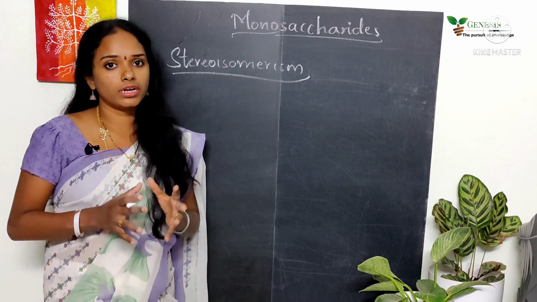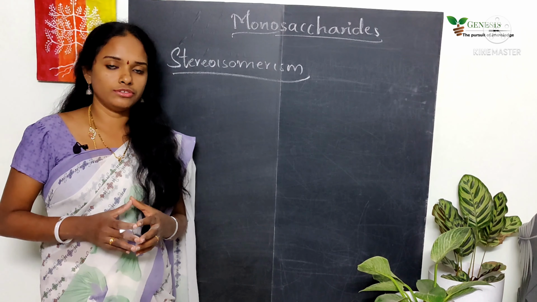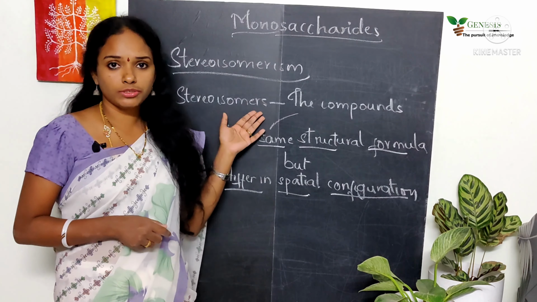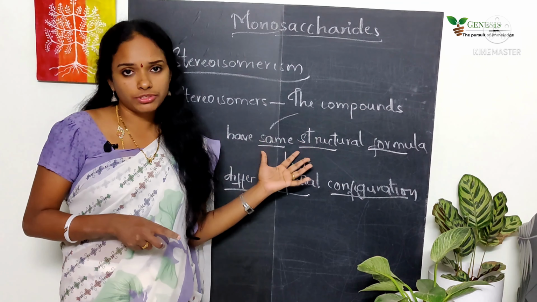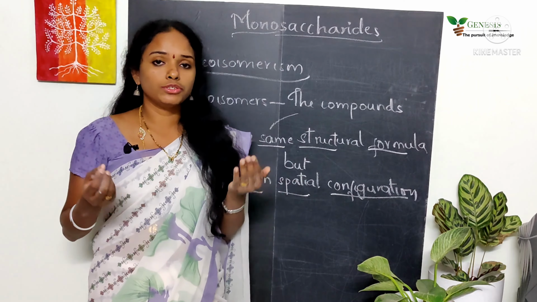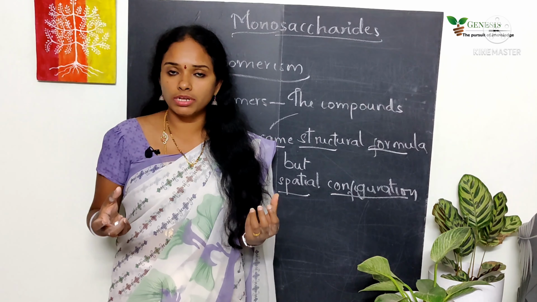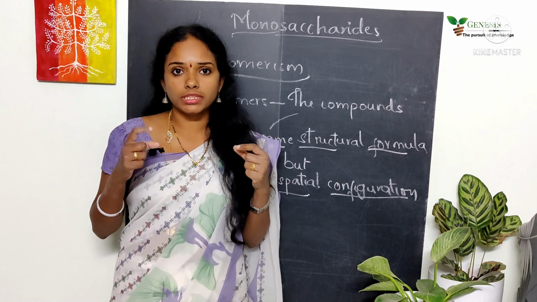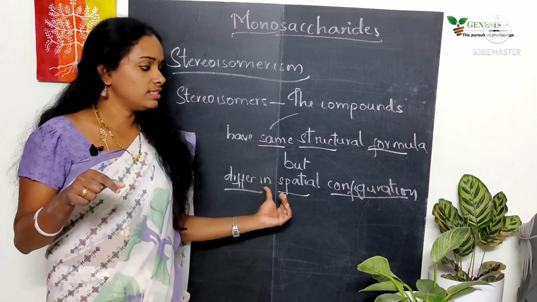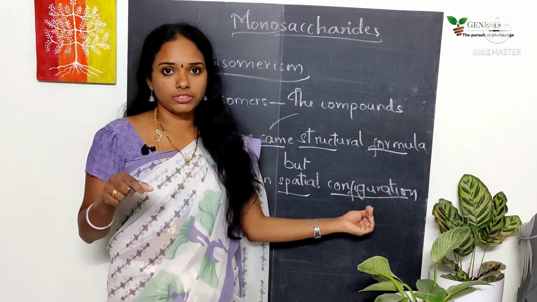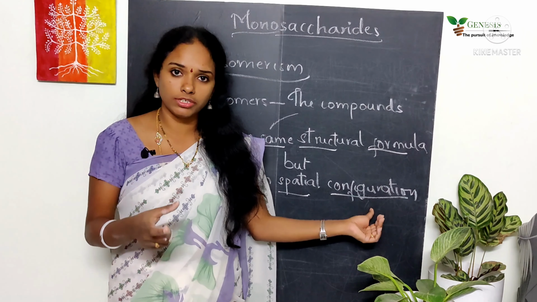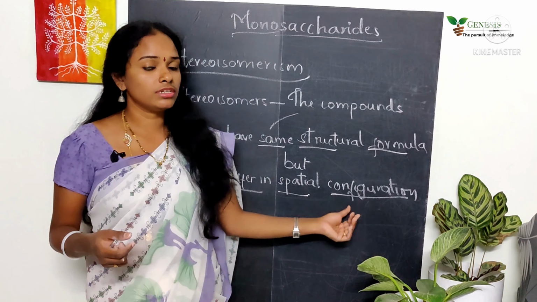Stereoisomerism, the main important character of the monosaccharide units is the stereoisomerism. What is stereoisomerism? Stereoisomers are the compounds that have the same structural formula but differ in their spatial configuration. Even though two compounds have the same structural formula, the atoms that are located in the compound may get varied. So that is nothing but they differ in their spatial configuration. That is nothing but the spatial arrangement of the atoms in the molecule.